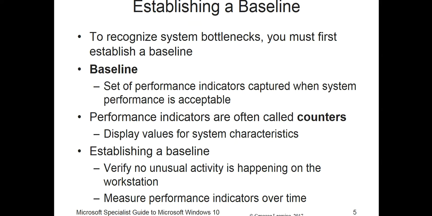To recognize system bottlenecks, you must first establish a baseline. The baseline is a set of performance indicators captured when system performance is acceptable. Performance indicators are often called counters. They display values for system characteristics. Now, establishing a baseline, you verify no unusual activity is happening on the workstation, so nothing strange is happening, and you measure performance indicators over time. So here's what it looks like when it's working.